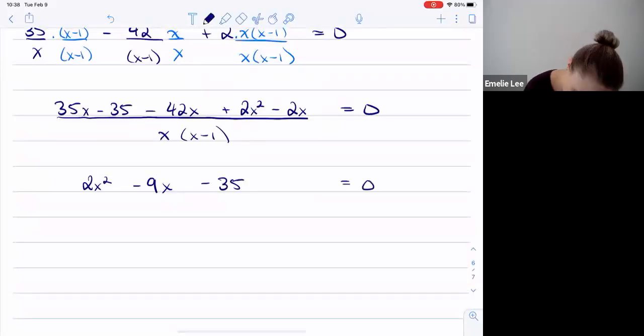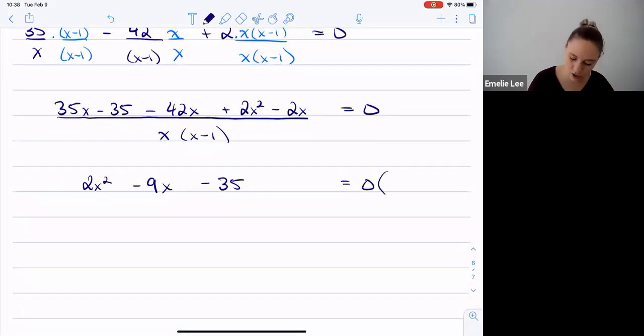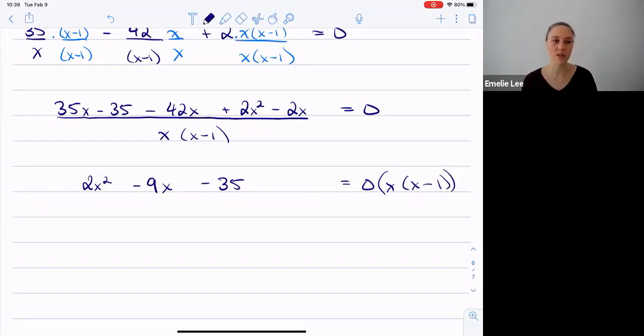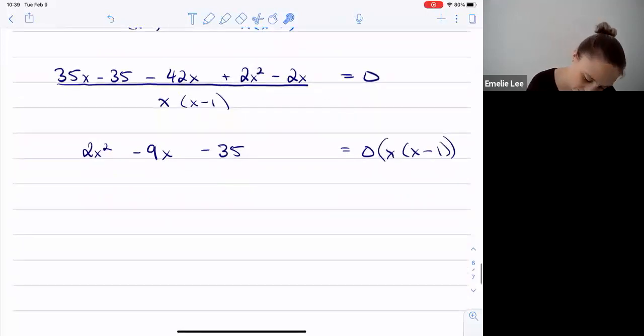is equal to 0. And then I'm going to just show that technically I'm multiplying by x times x minus 1, but that's just going to go to 0. Notice that now I just have a quadratic, and because it's equal to 0, I can just use the quadratic formula.